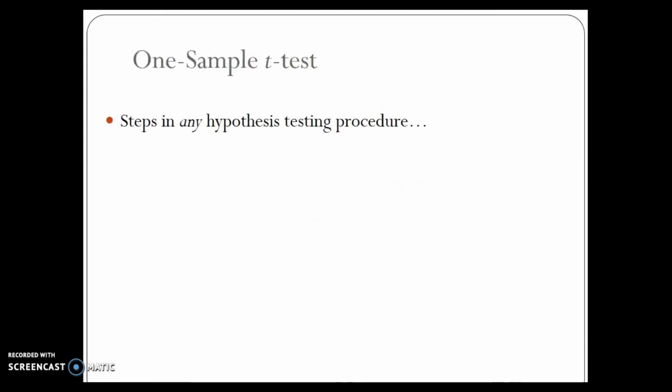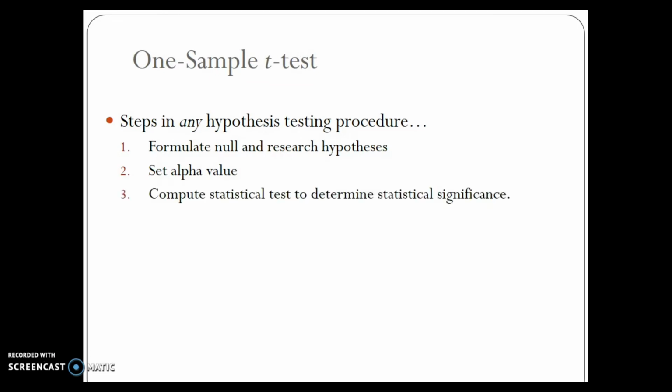So whether you're doing a t-test or an ANOVA, I like to make sure you understand the procedure. If you're doing any hypothesis testing procedure, you will want to go through a process somewhat like this. First thing you need to do is formulate your null and research hypotheses. Next, you'll set your alpha value. If you remember correctly, we usually keep that at 0.05 in the social sciences.